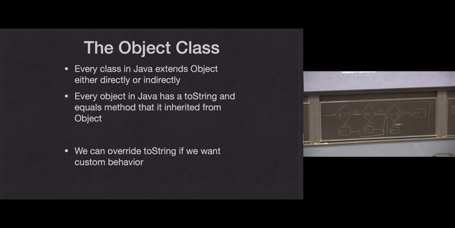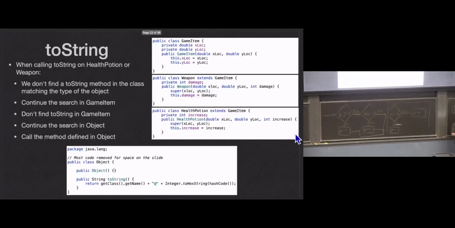So what behavior did we inherit from the object class? We talked about this briefly before. We did actually do toString earlier in the semester, but now that we are armed with our understanding of inheritance, we can talk about what actually happened there. So weapon and health potion extend game item. Game item doesn't explicitly extend anything, so game item extends object.